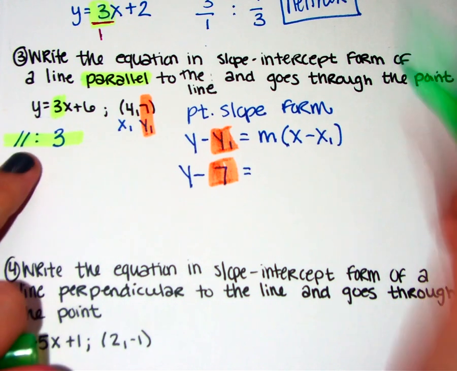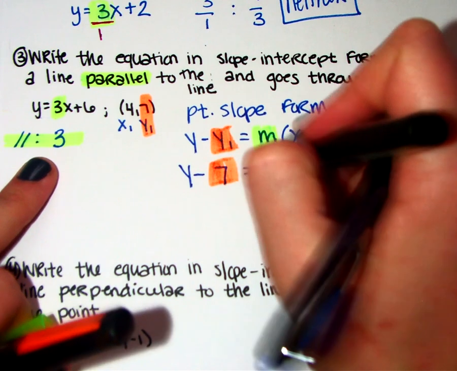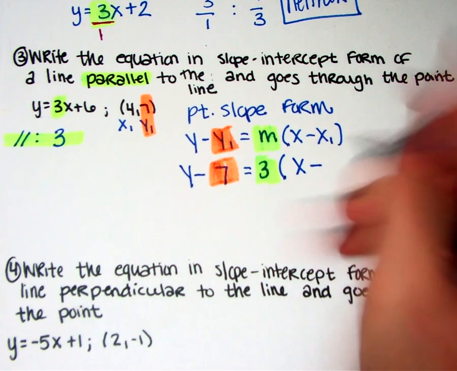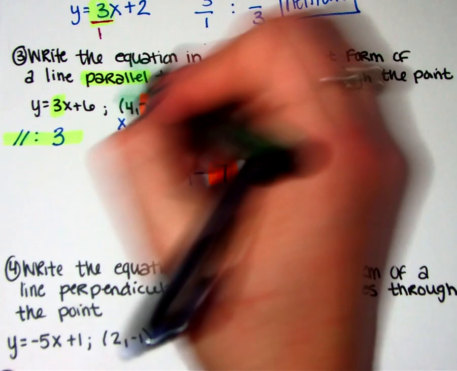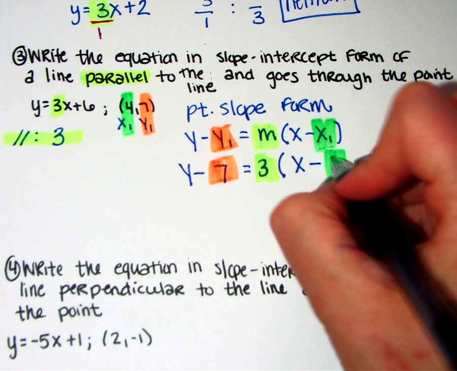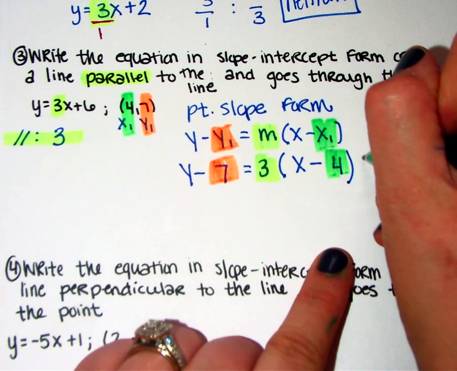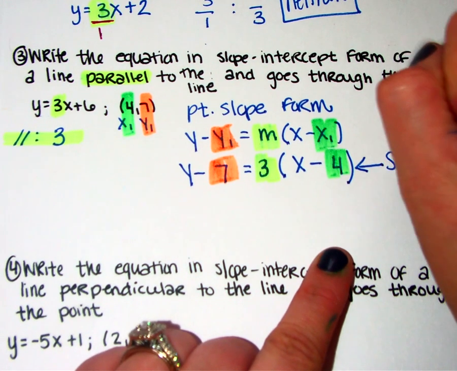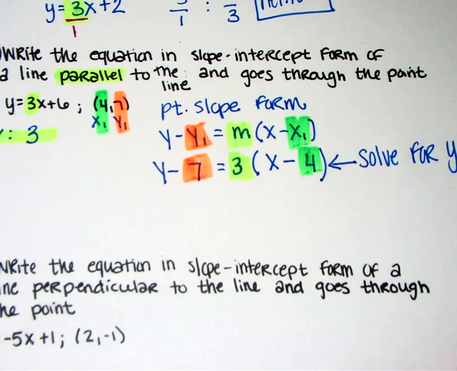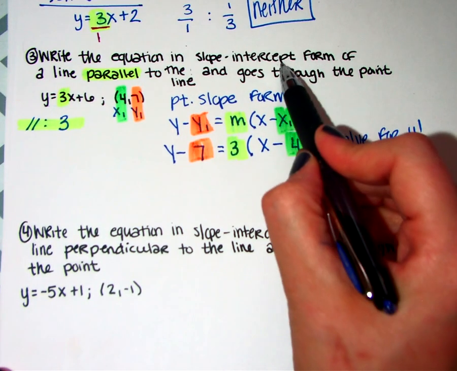Then I'm going to sub in my slope of 3. So my m value changes to 3. Parenthesis x minus my x1 value, which is 4. So I'm going to sub in x1, and it's going to look like this with a 4. Once you put it in this form, all you have to now do is solve for y. You don't have to do anything else. Solve for y. That's how you put it into slope-intercept form.